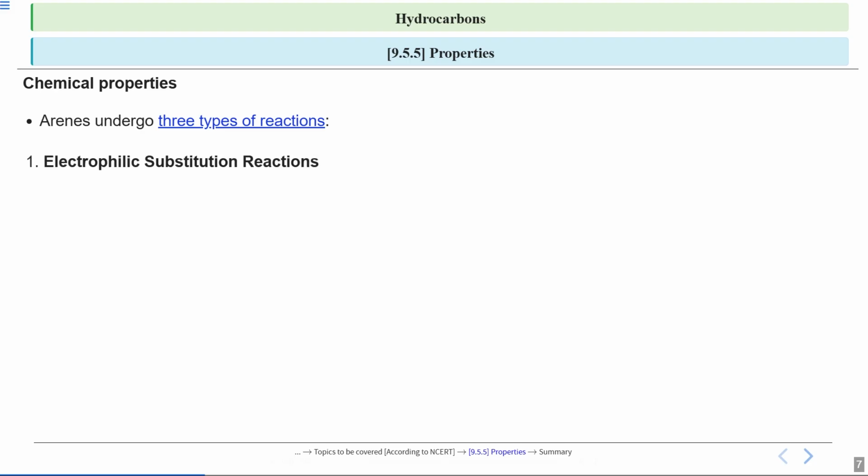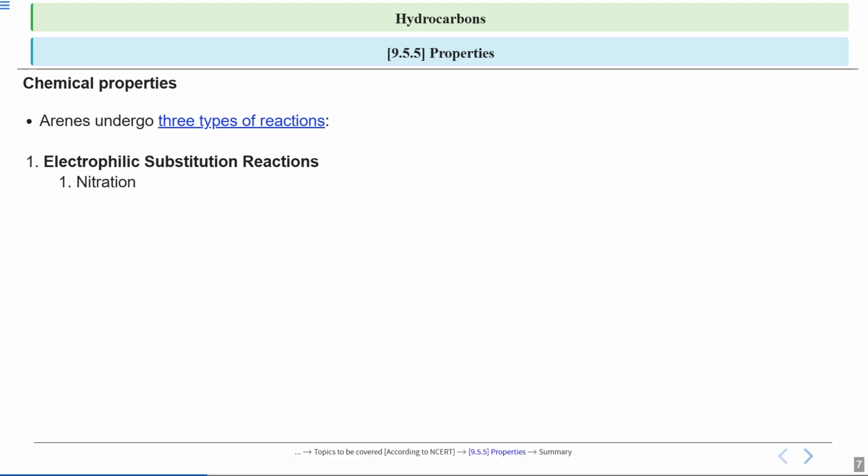So, the first major type is called electrophilic substitution reactions. In this reaction, an atom or group attached to the benzene ring is replaced by another atom or group, usually because the ring attracts positively charged species called electrophiles. We will break down the main examples of this reaction type further.